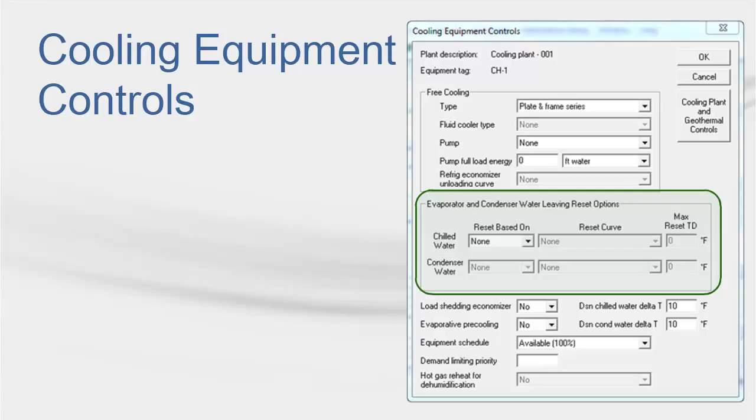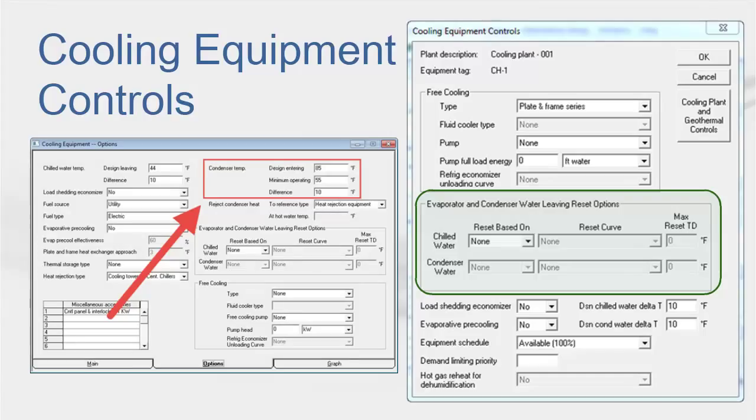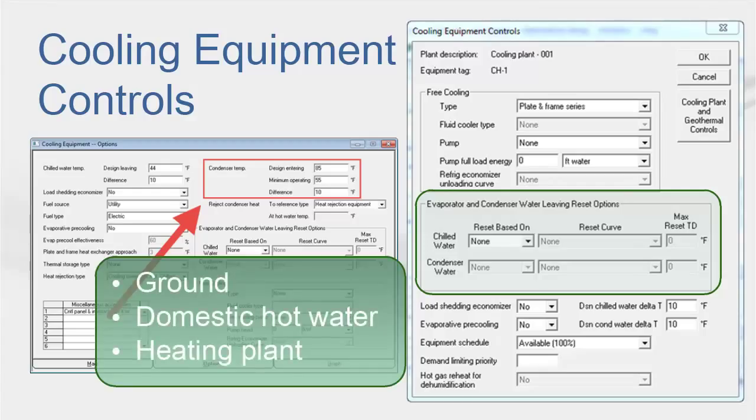Condenser water reset is only available with heat recovery applications. Changing the condenser water temperature entering the typical chiller is accomplished on the Options tab of your Cooling Equipment Library member. To use the condenser water reset feature, a chiller must be selected and the reject condenser heat field must be set to ground, domestic hot water, or heating plant.